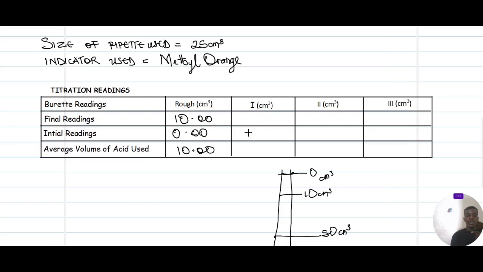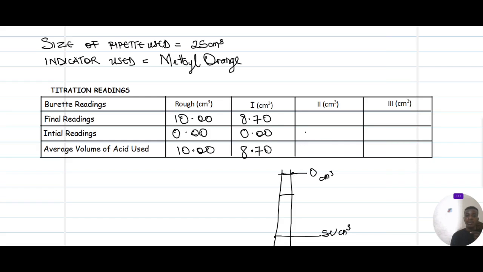Now let's go to the first reading where you will be very careful. Let's assume from your titration you fill back to 0.00. That means after you took the rough, you fill it back to 0.0, and after titrating, let's say you arrived at 8.70 cm cube. You put the final reading here. Then when you subtract, you also have 8.70 cm cube.